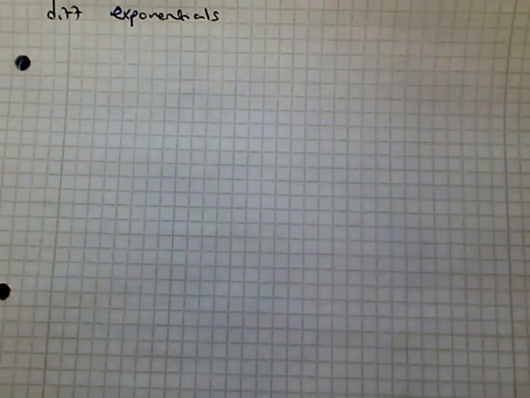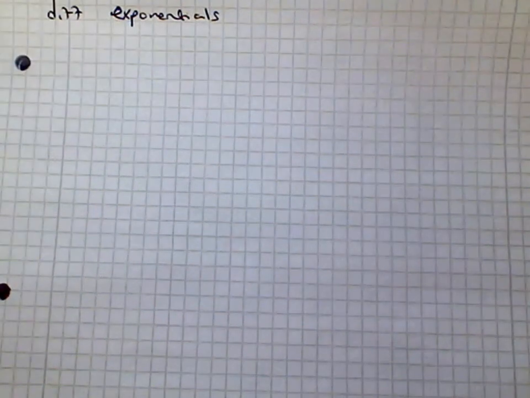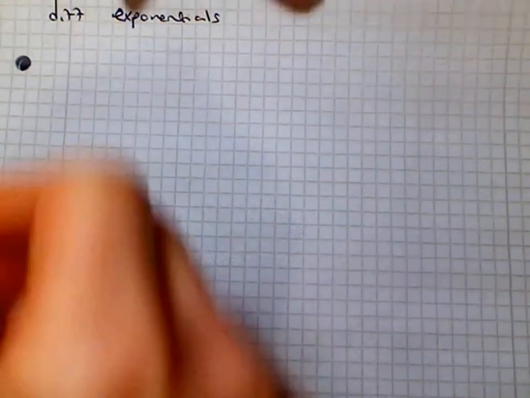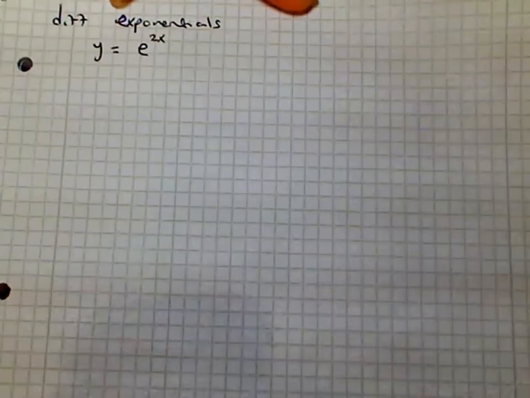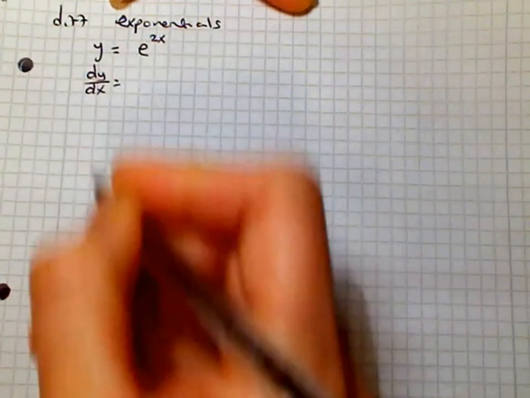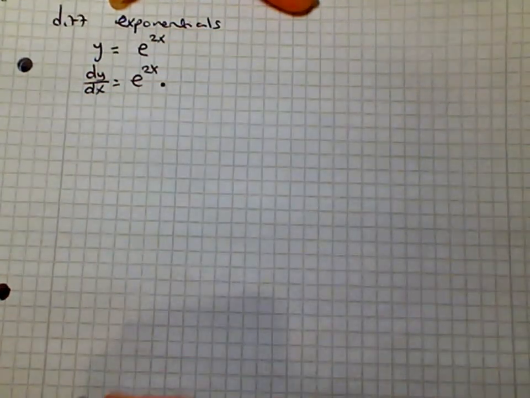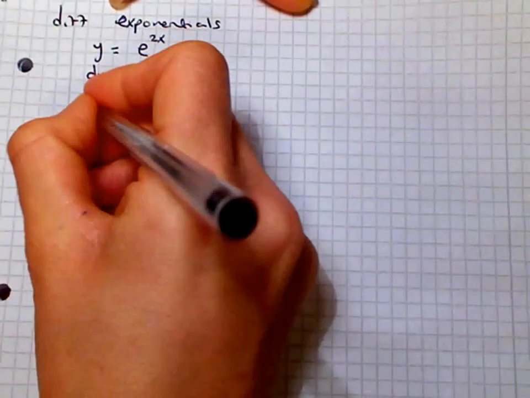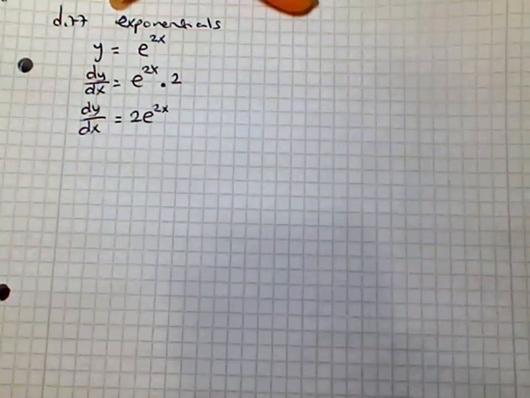So this is the Leaving Cert differentiation tutorial, higher level, and this is differentiation of exponentials. Okay, so if we take a very basic exponential, y is equal to e to the power of 2x. So this is our function. When we differentiate dy/dx, we get e to the power of 2x by the differential of the power 2x, which is 2. So dy/dx is equal to 2e to the power of 2x.